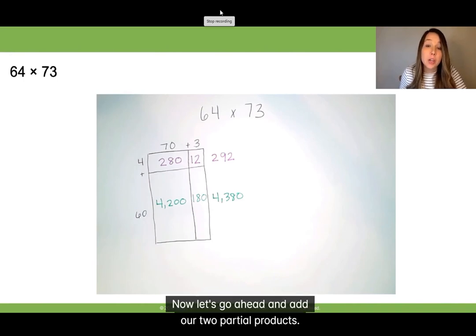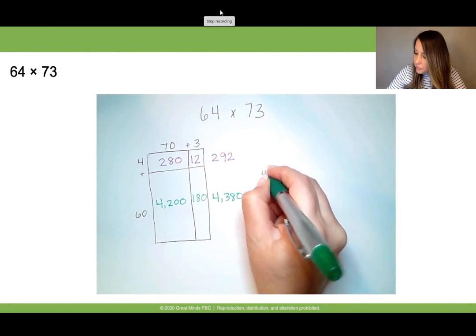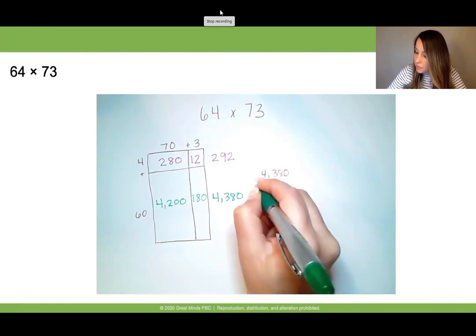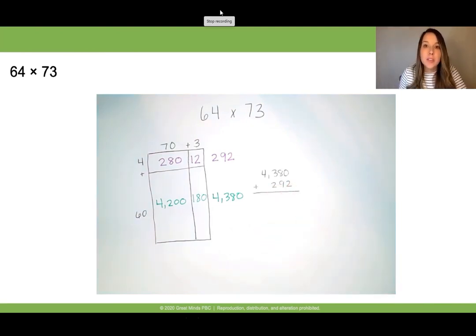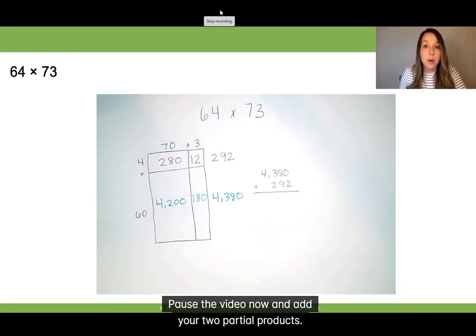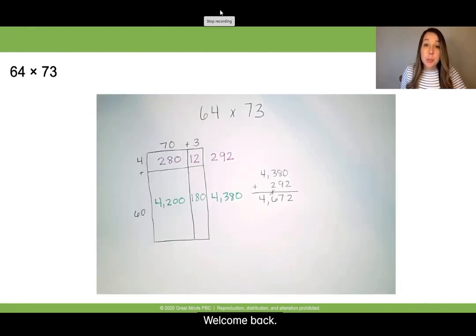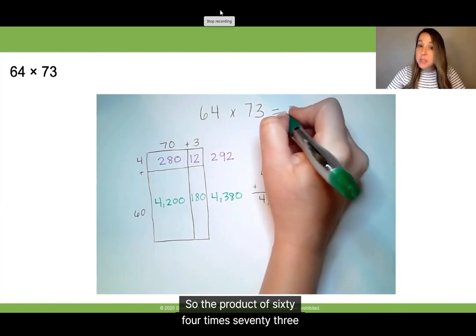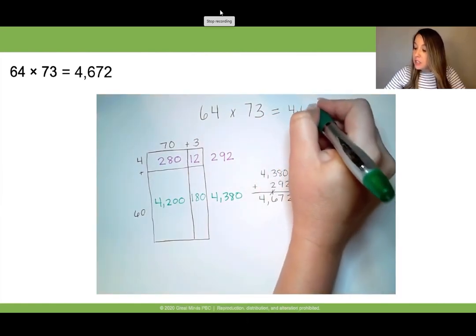Now let's go ahead and add our two partial products. Pause the video now and add your two partial products. This will give us our final product for the expression 64 times 73. I'll be here when you get back. Welcome back. So the product of 64 times 73 is 4,672.